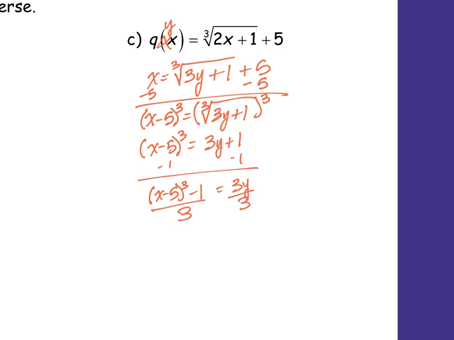And there we go. This is Q, I guess. Q of x, Q inverse of x equals x minus 5 cubed minus 1 divided by 3. Okay.